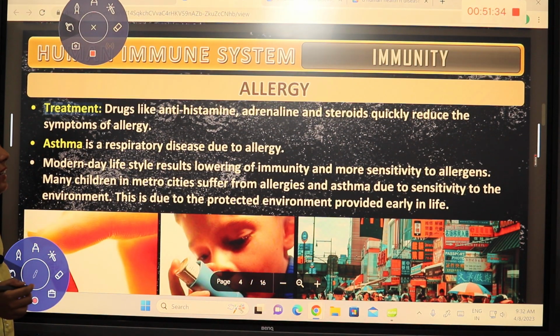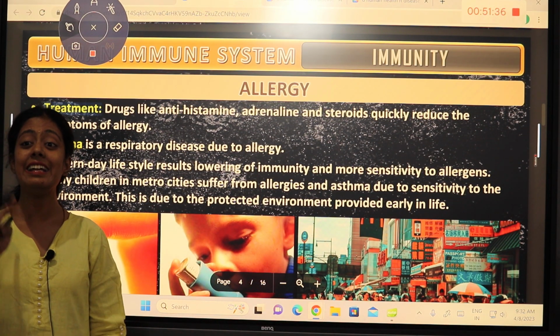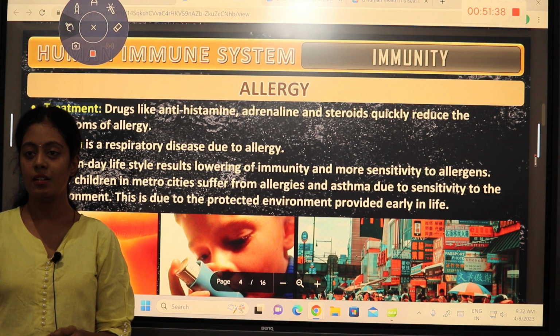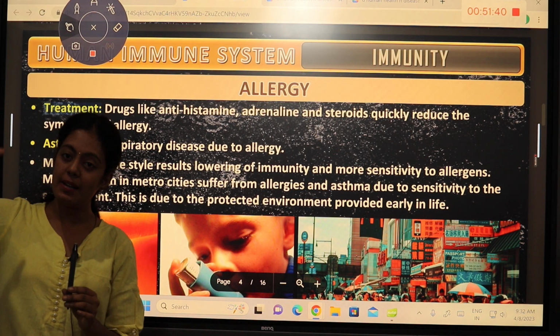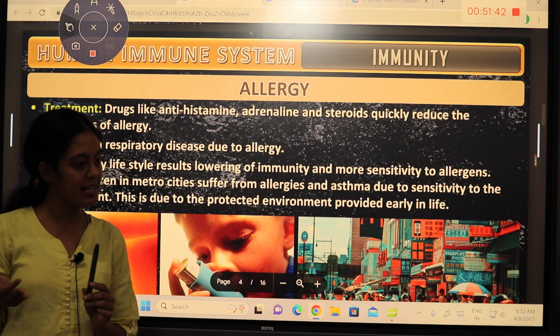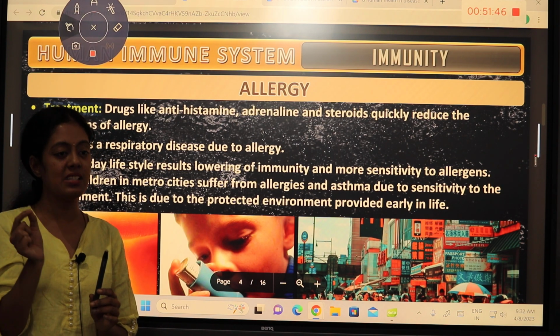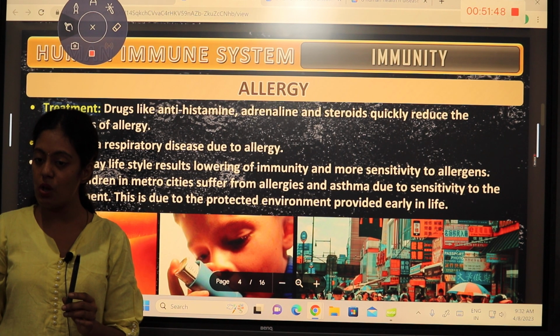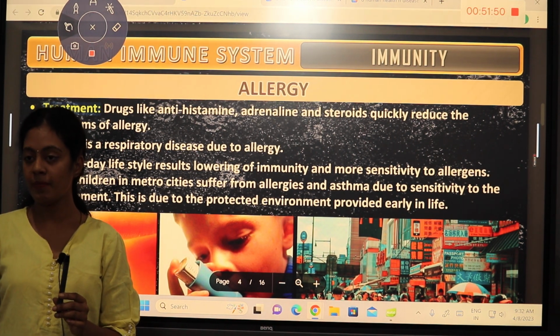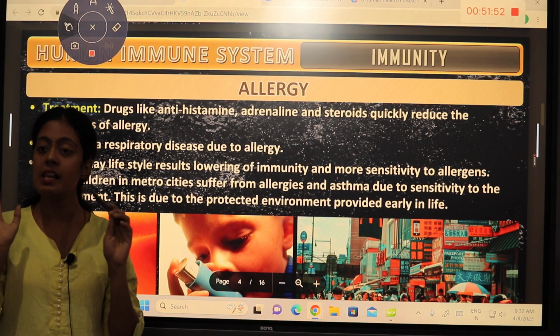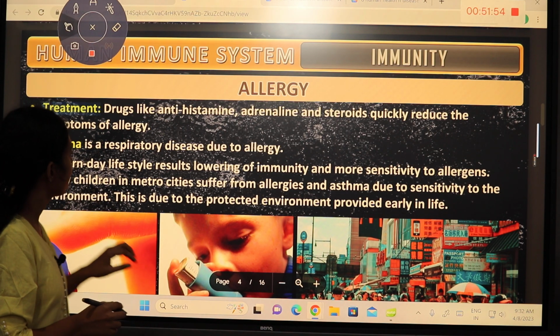Okay. So how do they treat allergy? They give antihistamine drugs. In our body histamine levels are high, that is why we are getting allergy, correct. So what do doctors give? They give antihistamine medicine that will reduce your histamine levels, and slowly the allergy will come down.